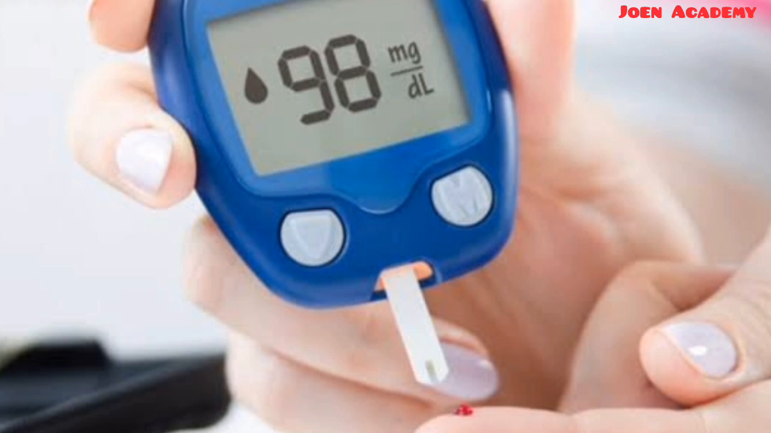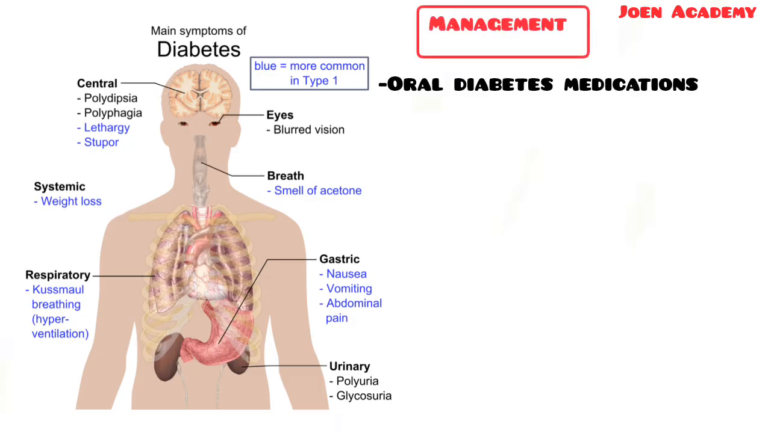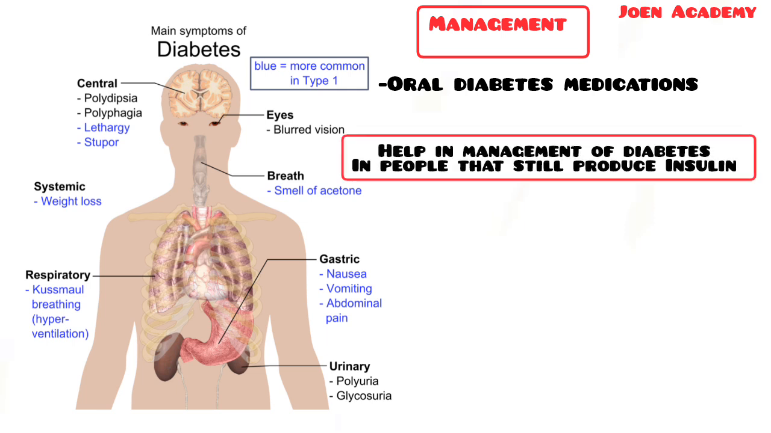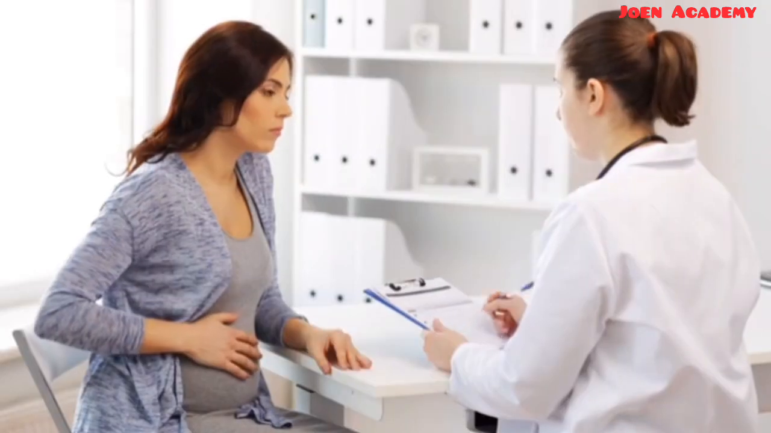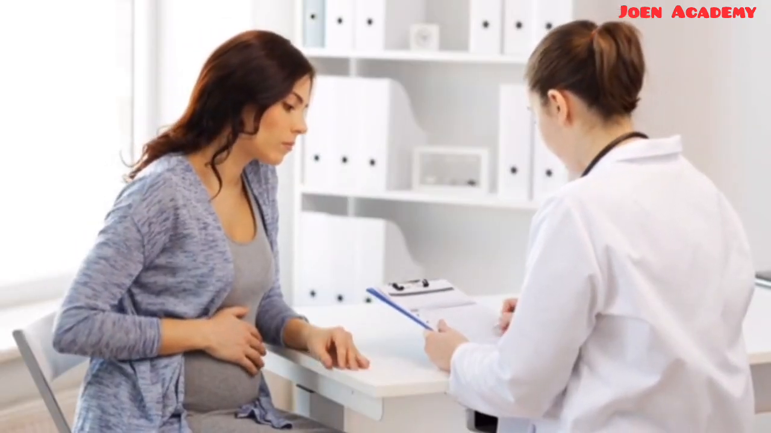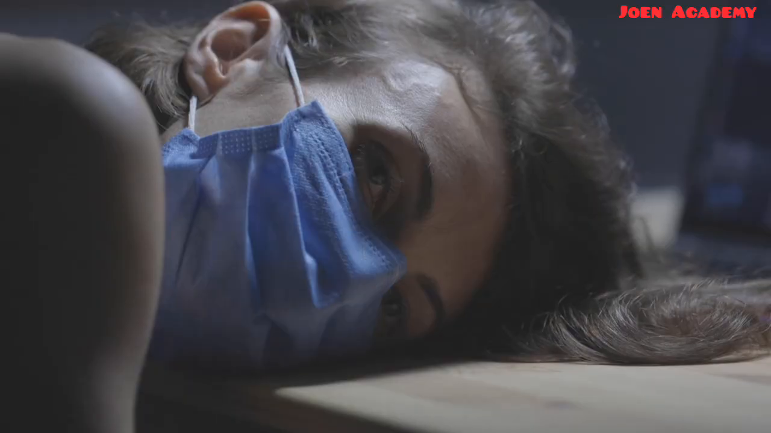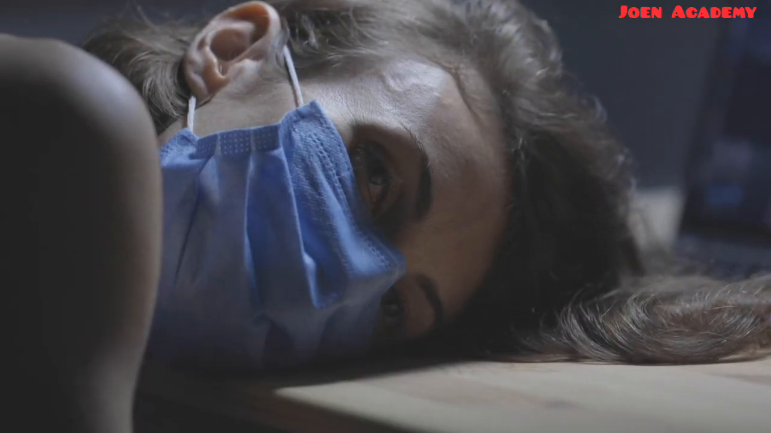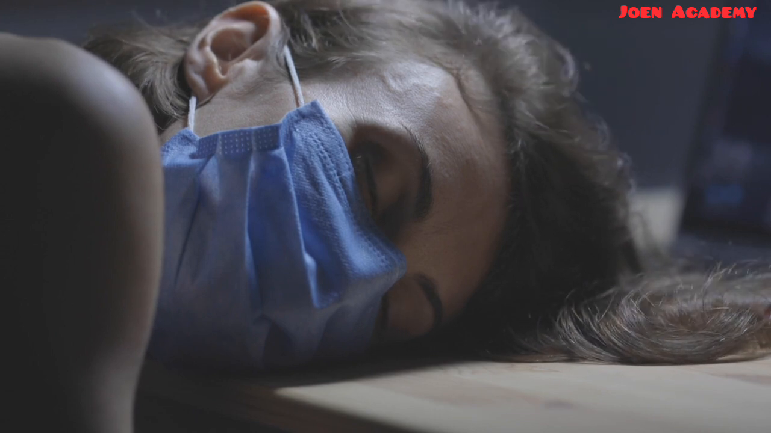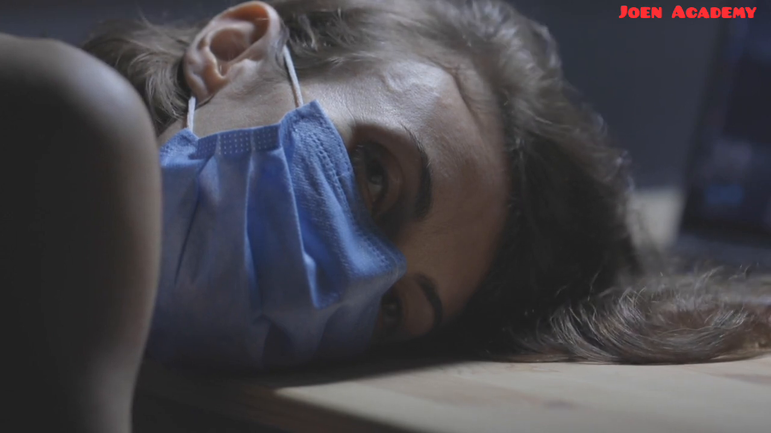A glucometer can be employed to monitor the glucose level. Oral diabetes medication helps in the management of blood glucose level in people that have diabetes but still have the ability to produce some insulin, mainly people with type 2 diabetes and prediabetes. People with gestational diabetes may also need oral medication. People with type 1 diabetes need to inject synthetic insulin to live and manage diabetes. Some people with type 2 diabetes also require insulin.